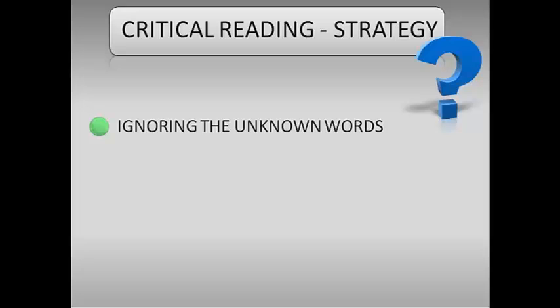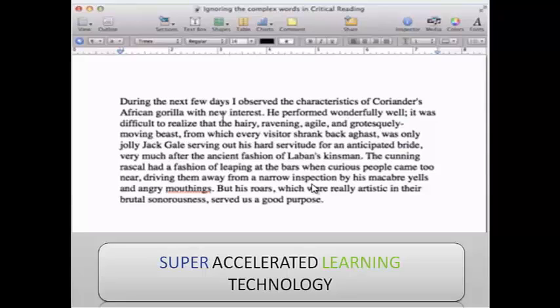The idea here is for you to understand how, even after ignoring certain words, you can still make sense of paragraphs. So here's the example: "During the next few days, I observed the characteristics of Coriander's African gorilla with new interest. He performed wonderfully well. It was difficult to realize that the hairy, ravening, agile, and grotesquely moving beast, from which every visitor shrank back aghast, was only jolly Jack Gale, serving out his hard servitude for an anticipated bride, very much after the ancient fashion of Laban's kinsman. The cunning rascal had a fashion of leaping at the bars when curious people came too near, driving them away from a narrow inspection by his macabre yells and angry mouthings. But his roars, which were really artistic in their brutal sonorousness, served a good purpose."